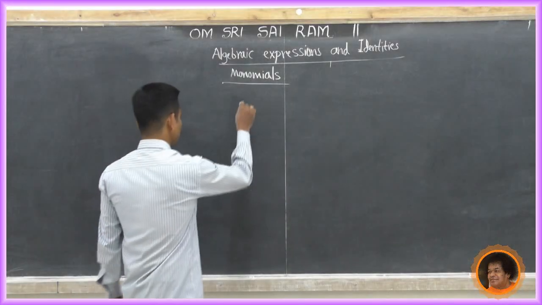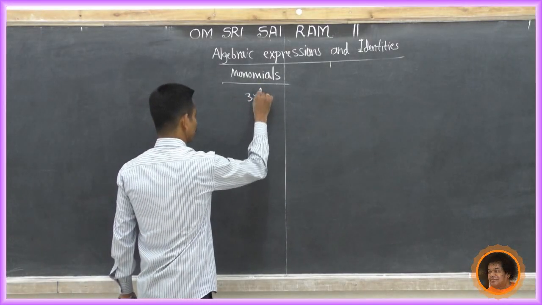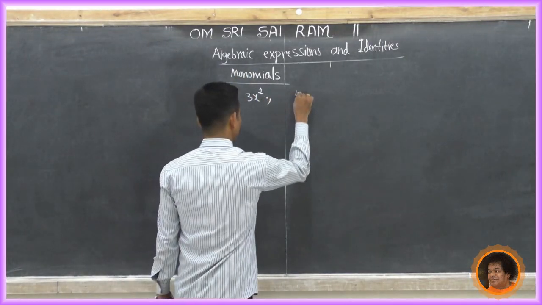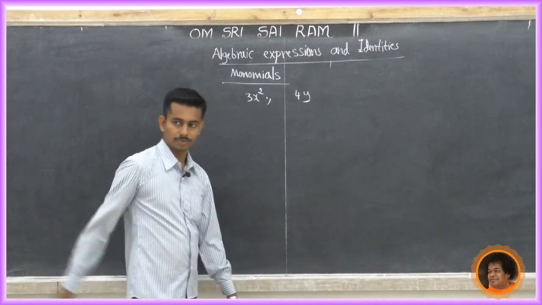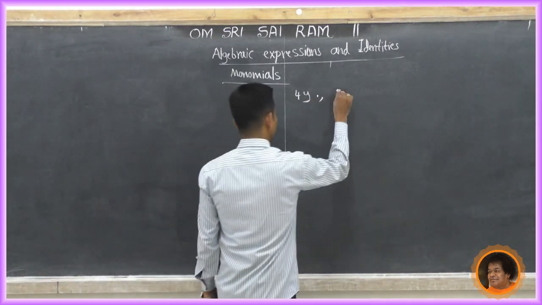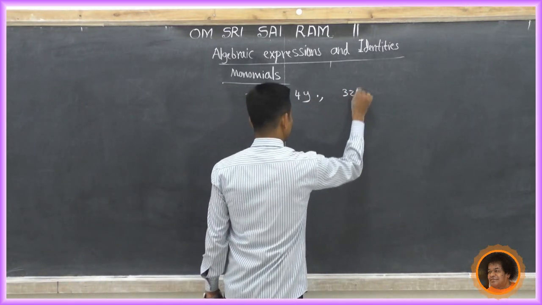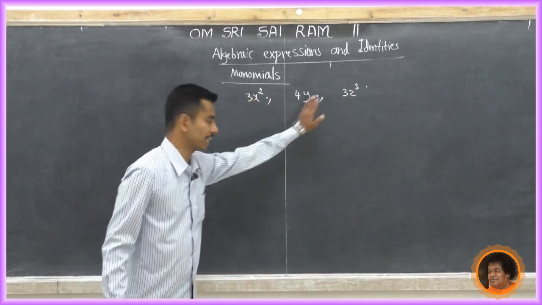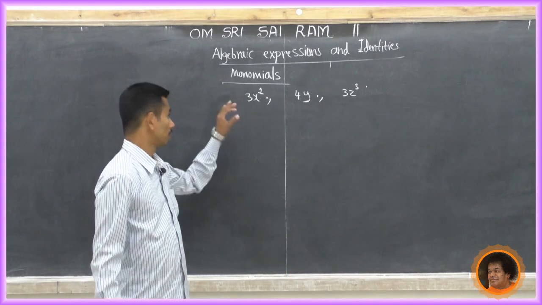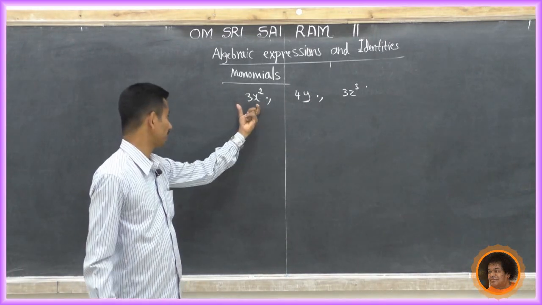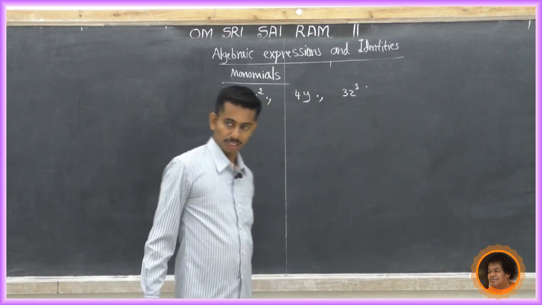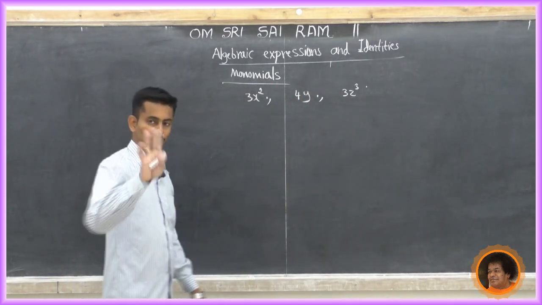Look at the example, 3x squared. This is one example. Another example, 4y. Then 3z cube. They are terms or algebraic expressions. Now I will give another name for this. 3x squared is a monomial, 4y is a monomial, 3z cube is a monomial.